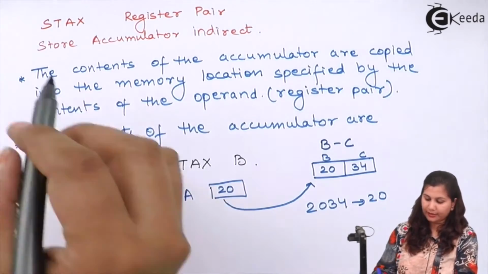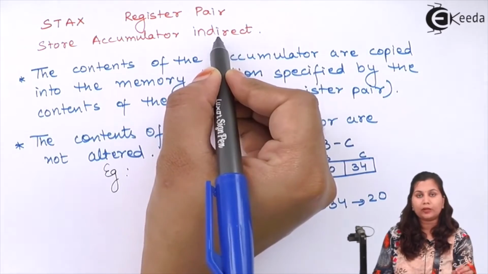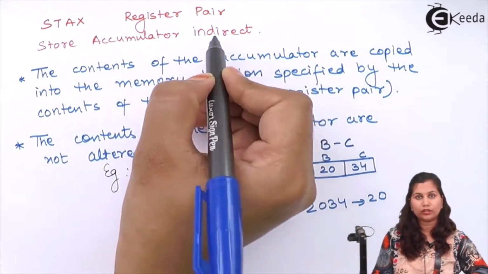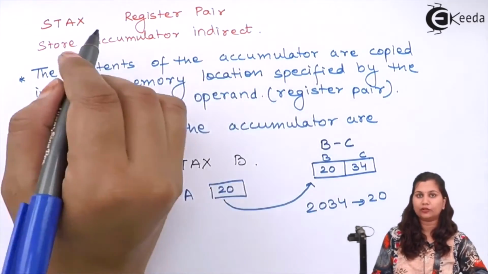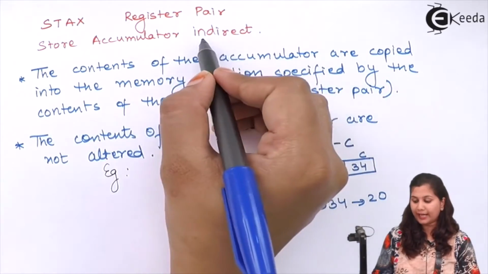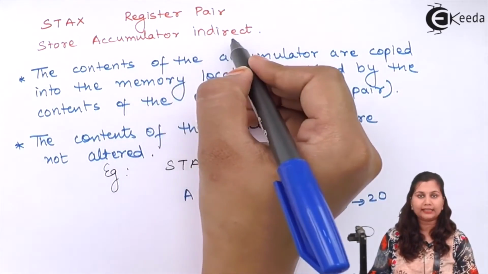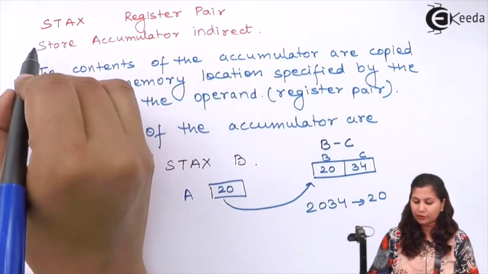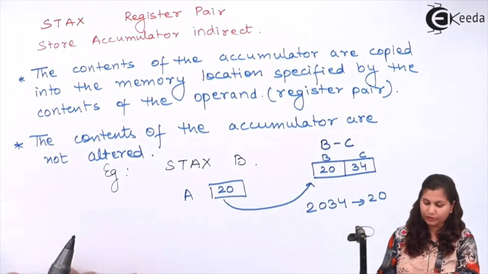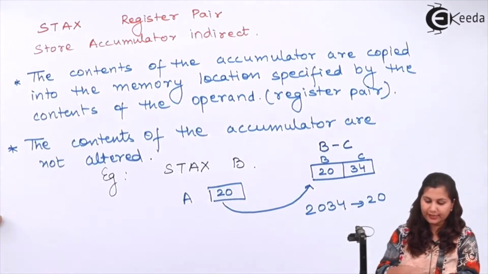So this instruction is storing the accumulator indirectly, because the location at which the contents of the accumulator have to be copied is not directly given in the instruction, it is given in the register pair. So it is an indirect addressing of the operand, so it is storing the accumulator indirectly. So this was STAX.